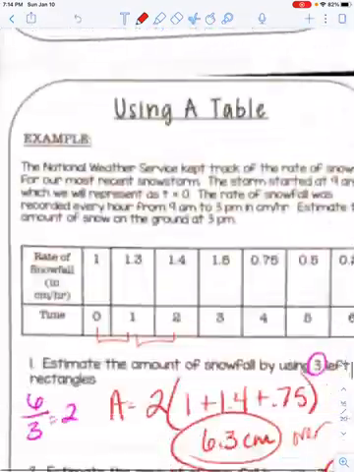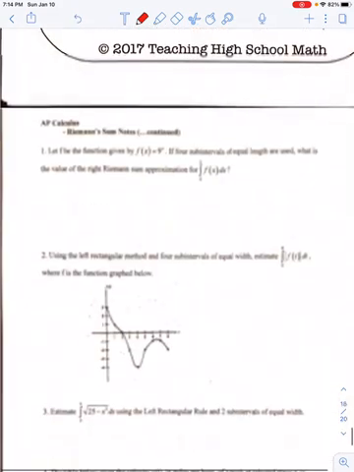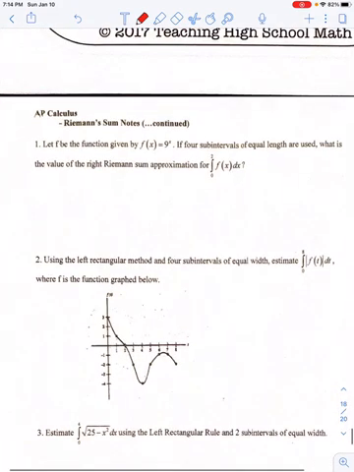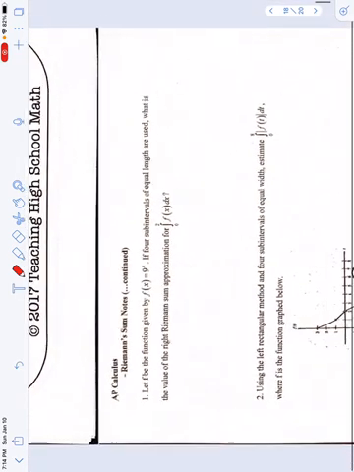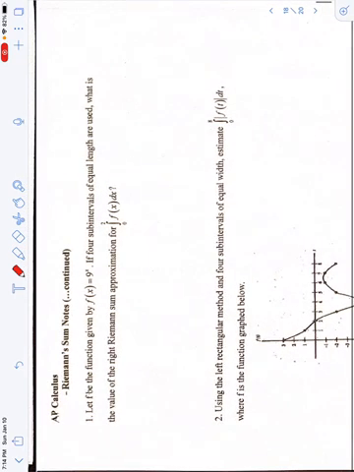So now the next page. There we go. So the next page, which is the very last page, so almost done, says Riemann's notes continued. And these are just some problems that I have found that I thought were really great. Very, very good multiple choice questions.